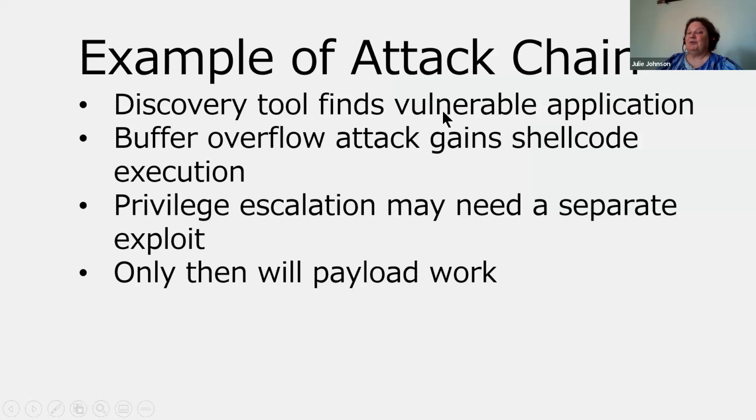The discovery tool will find a vulnerable application. There will be an exploit that allows access and gains shellcode execution. This example refers to a buffer overflow. Privilege escalation may require a separate exploit, and only then will a criminal be able to do what they set out to do. And in the case of a penetration test, the testers will be able to document that the system is vulnerable and point out what needs to be fixed.